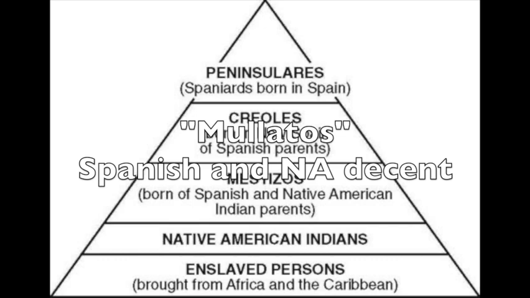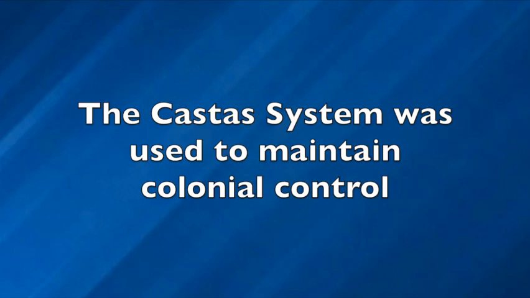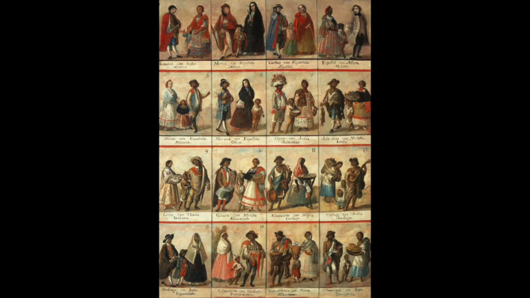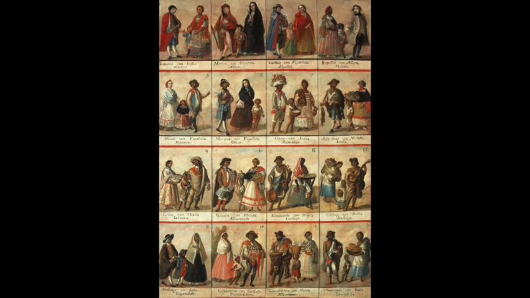The lowest level in the Spanish Castas system were Africans. The social status and rights of individuals were determined by their racial background, with lighter-skinned individuals generally enjoying more privileges and opportunities than those with darker skin. The Castas system was not only a reflection of racial hierarchy, but also served to maintain social control and reinforce colonial power dynamics. It was a means for Spanish colonial authorities to categorize and control the diverse population of New Spain, while also perpetuating notions of racial superiority and inferiority.